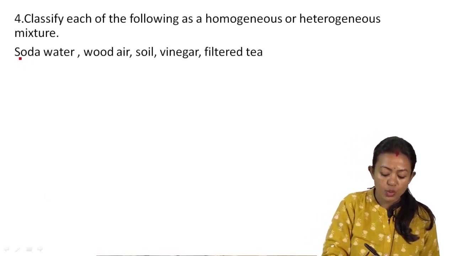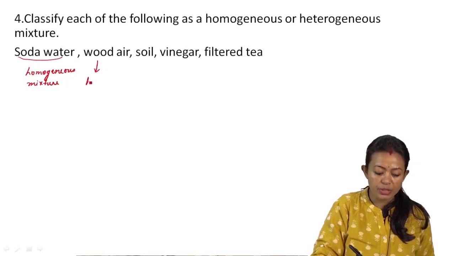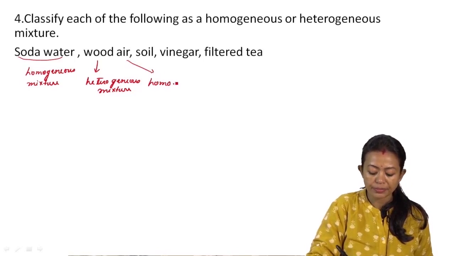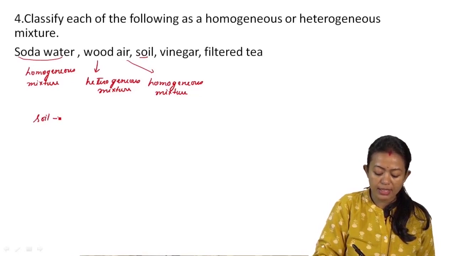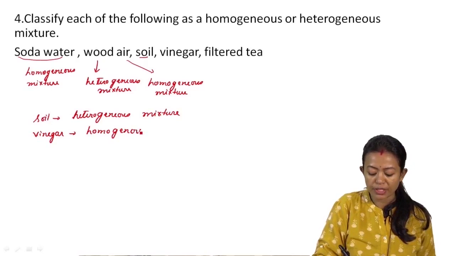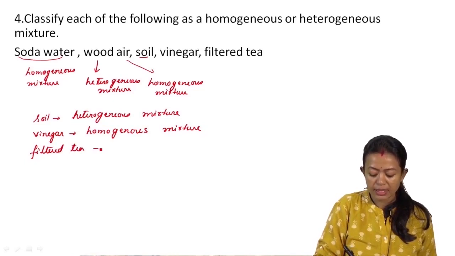Let us identify them. Now, what is soda water? Yes, it is a homogeneous mixture. Whereas wood is a heterogeneous mixture. Alright, air is a homogeneous mixture. Fine. Soil is a heterogeneous mixture. Similarly, vinegar is a homogeneous mixture because it is uniformly distributed, and filtered tea is a homogeneous mixture.